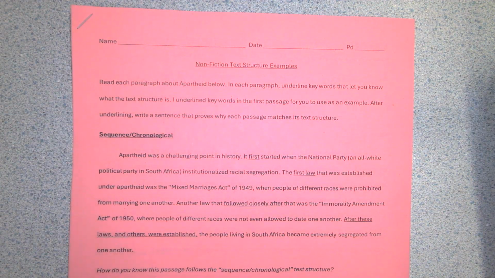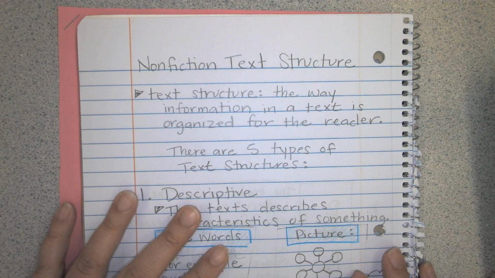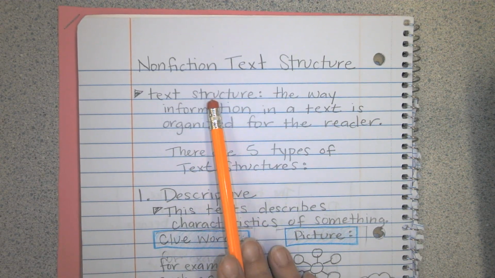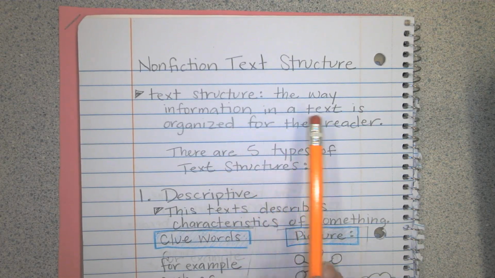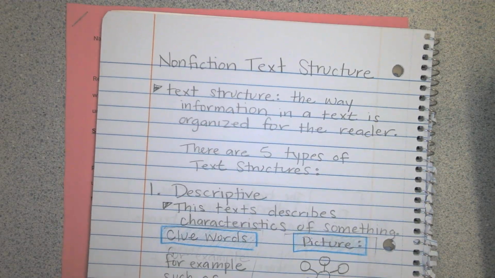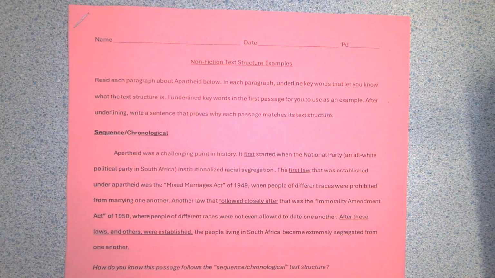Now, if you don't remember what a text structure is, we also wrote the definition at the top of our notes. So let's take a look at that really fast, okay? Text structure is the way information in a text is organized for the reader. So essentially, when an author is writing a nonfiction piece, they might use one of these text structures to help their reader better understand their topic, or whatever it is they want their reader to know about.